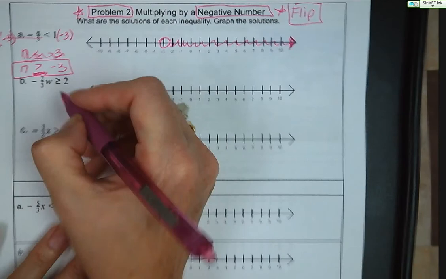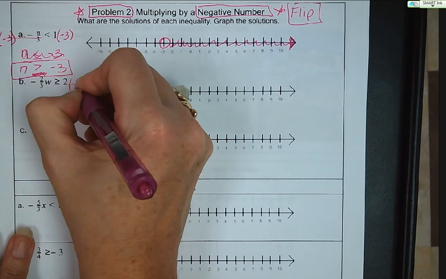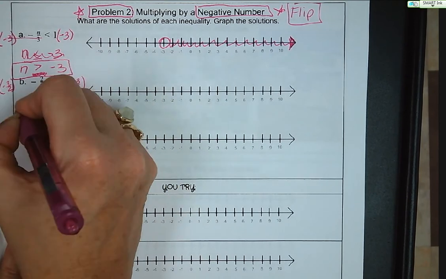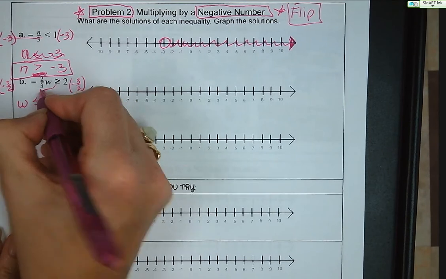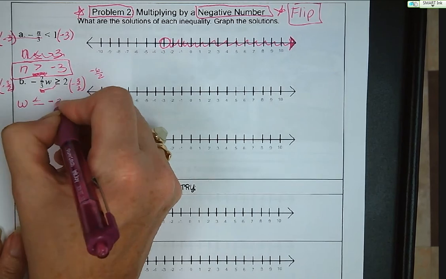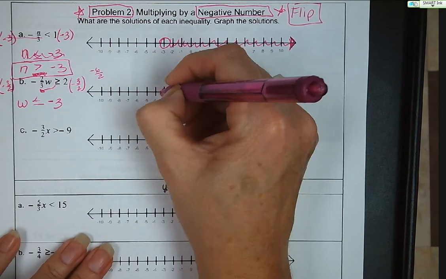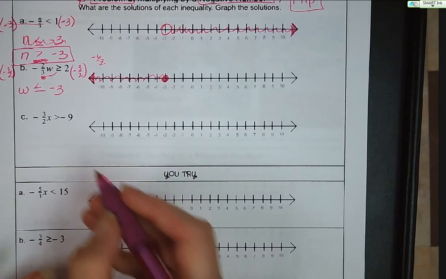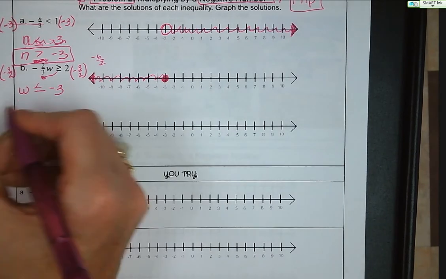Now, letter B, we've got negative 2/3 w, so we're going to multiply by the reciprocal, which is negative 3/2. Which will give us a positive variable. So we get a positive w is going to be less than or equal to, we flipped the inequality, negative 6 over 2, which is negative 3. So we have a closed dot at negative 3, and we are going to shade it to the left. Now, letter C, we have negative 3/2 x is greater than negative 9, so we're going to multiply by negative 2/3.